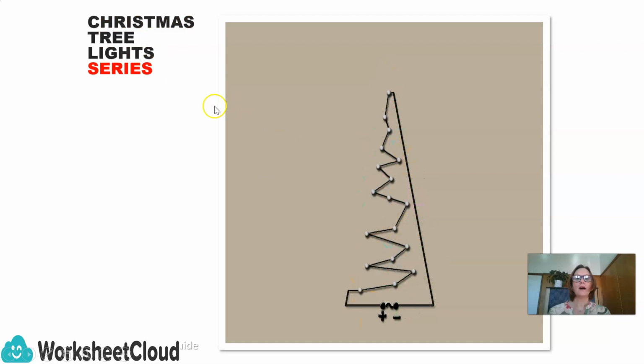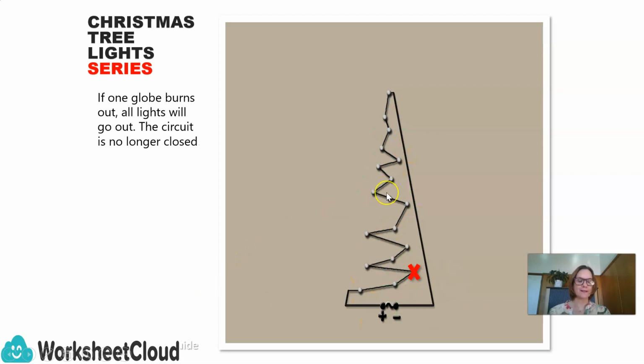Now if I have my Christmas tree lights in series and one light breaks, just one light, and this is so annoying, it always happens. If one globe burns out, all the lights will go out and the circuit is no longer closed. And that's pretty annoying when you love those Christmas tree lights flashing.